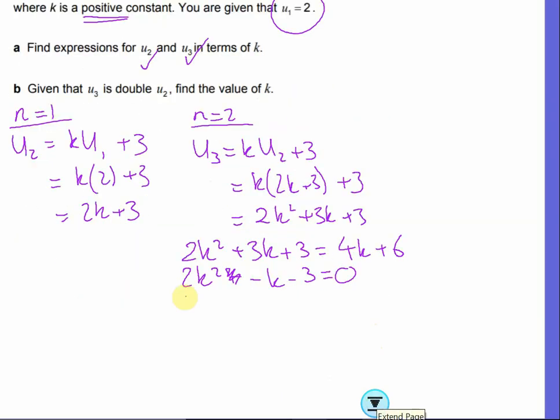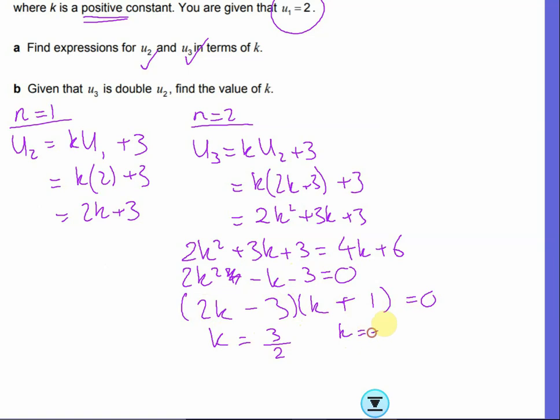So let's factorise. So it's prime, so let's just go straight for it. And this is prime as well, so it's either going to be 1 and 3 here or 3 and 1. If I put the 3 there, I'm going to get 6, so that's not it. So 2, take away 1. So from here, we get k to be 3 over 2, and we get k to be minus 1.